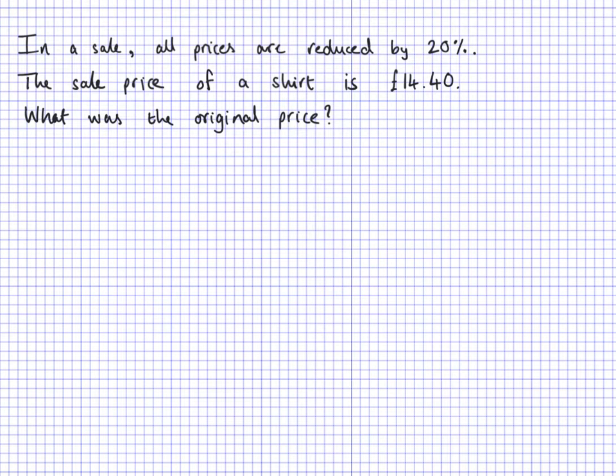So my question here is, in a sale, all prices are reduced by 20%. The sale price of a shirt is £14.40. What was the original price? Okay, so there's two ways that I'd like you to know for this, and I will show you both ways.